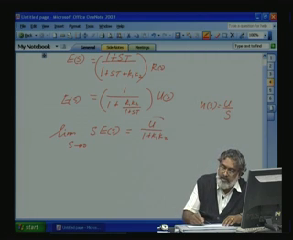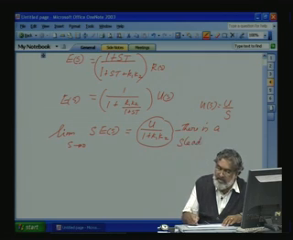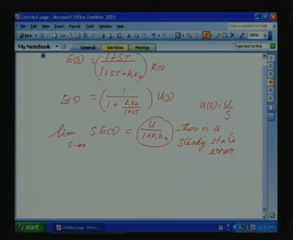So the steady state error is not 0. There is a steady state error when we use this controller with a first order plant. Now, to make this steady state error 0, let us go back to the previous one.